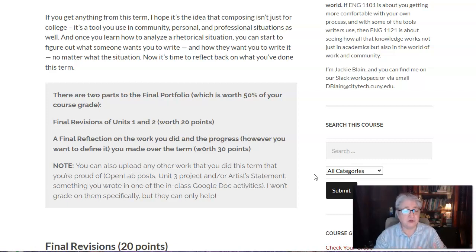You can put Unit 3 in there if you want to, but I will have just barely looked at it, so you know, it's fine. And then the second part of it is the final reflection. I'll go over that more in a little bit. And that's worth 30 points. That's worth quite a bit.